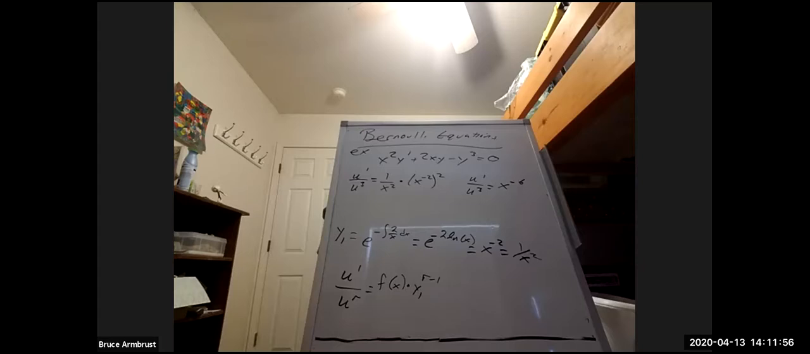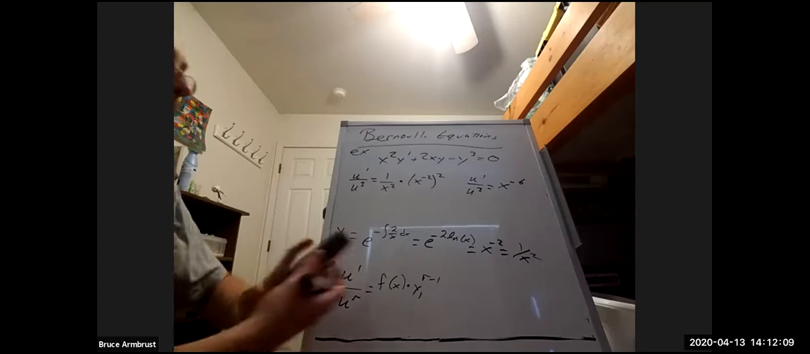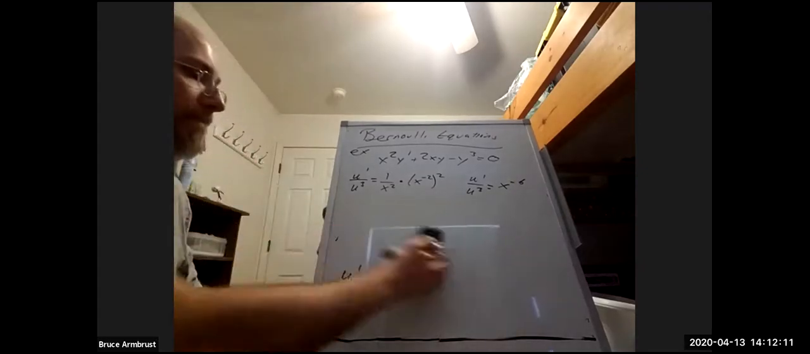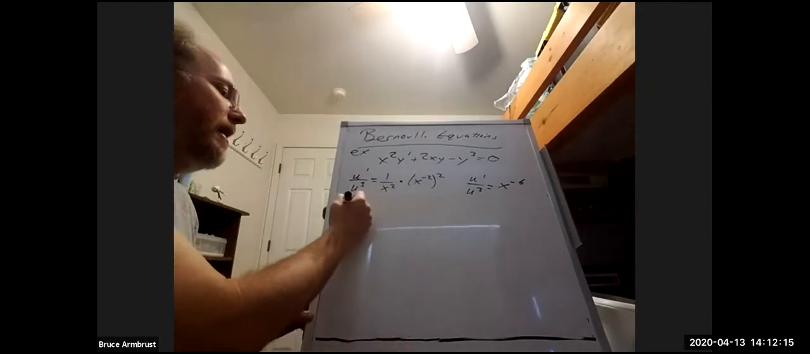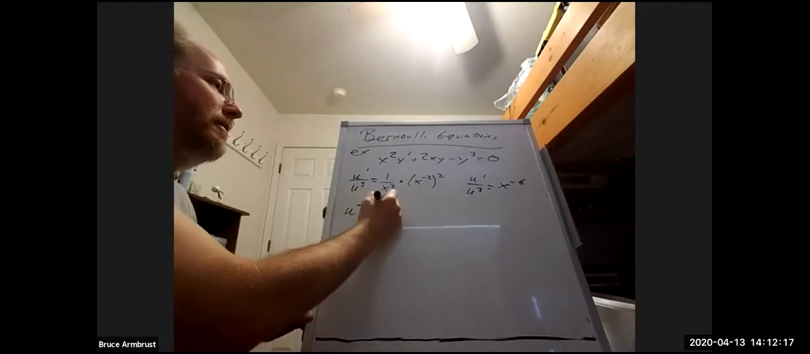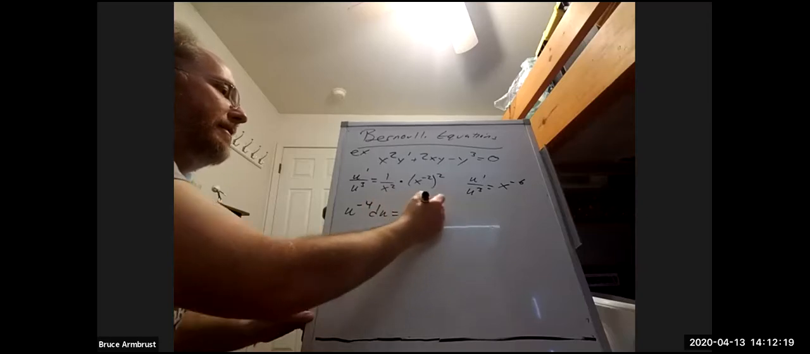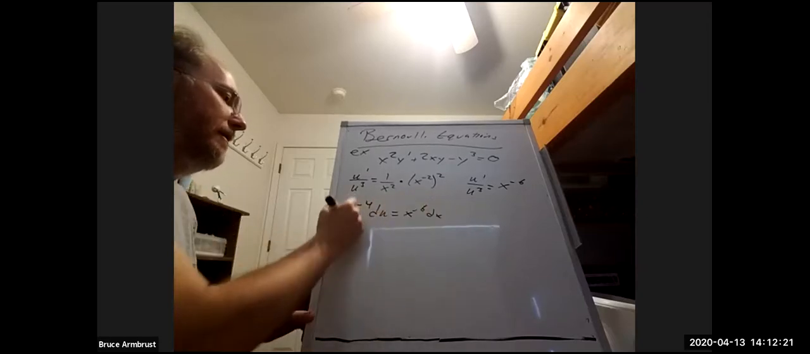All right, so how are we doing so far? Not too bad. I mean, we're slugging our way through this monkey math, but it's monkey math. Let's follow the process. All right, so now let's integrate. Let's integrate both sides. So we've got u to the minus 4 du equals x to the minus 6 dx.